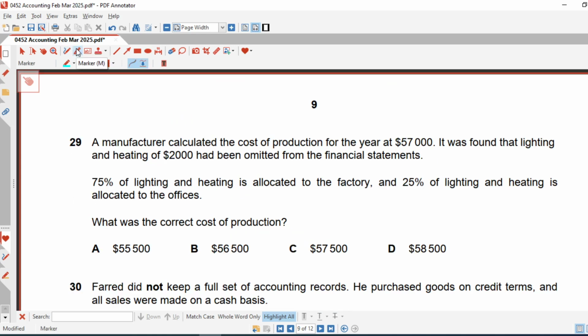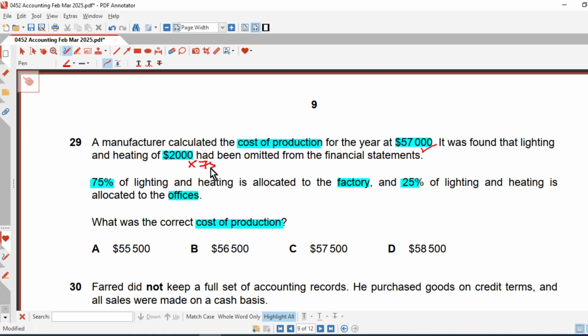Question 29. A manufacturer calculated the cost of production for the year at 57,000. It was found that lighting and heating of 2,000 had been omitted from the financial statements. 75% of lighting and heating is allocated to the factory, 25% allocated to offices. Now, what is the correct cost of production? So cost of production, you have to take in your prime cost, adjust for factory overheads, and adjust for work in progress. So 57,000, I need to adjust for the overheads.